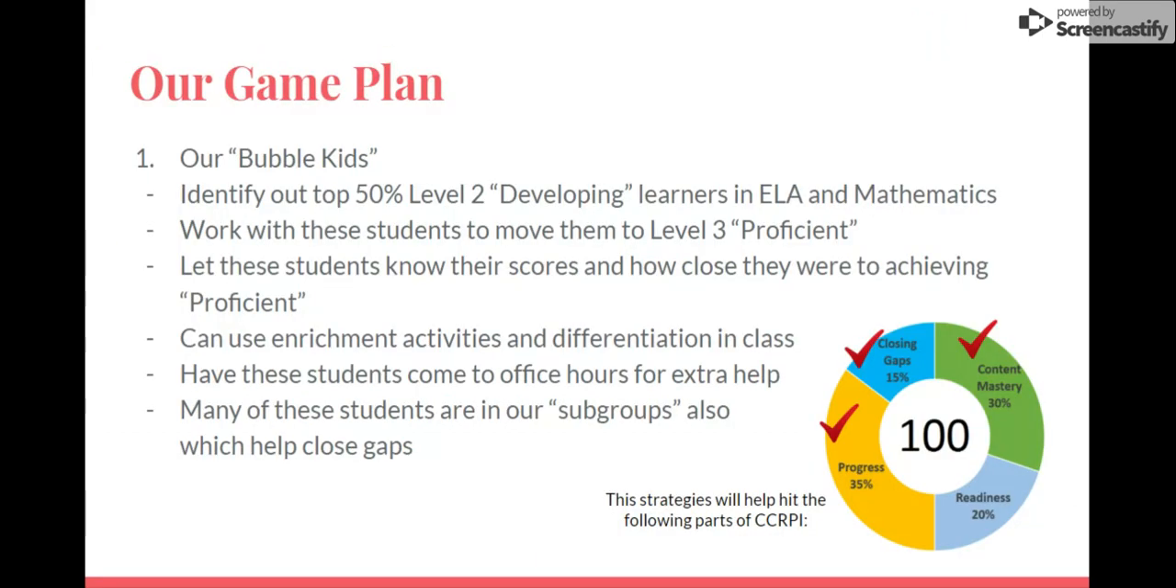Our first subgroup, or group of kids, that we're going to focus on is our bubble kids. So we're going to identify the top 50% of those level 2 developing learners, and we're going to work with these students to get them to level 3 proficient. We're going to use different strategies to get those kids up to level 3. Many of these students are also in our subgroups, which is going to help with closing gaps. So this strategy will help with closing gaps, will help with progress, and will help with content mastery.